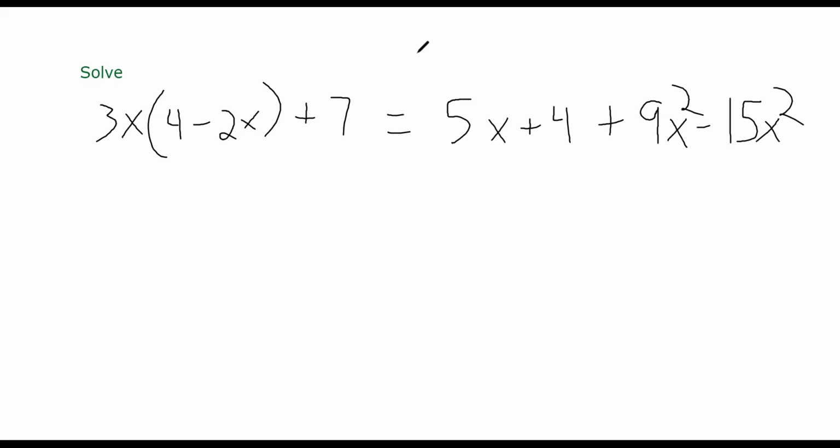What's the very first thing I should do with this? Yeah, I'm going to distribute. Oops. That was a 4. There's no distributing on the right-hand side. 3x times 4 becomes 12x. Now we had minus 3 times 2 is 6. X times x will be what? X squared.